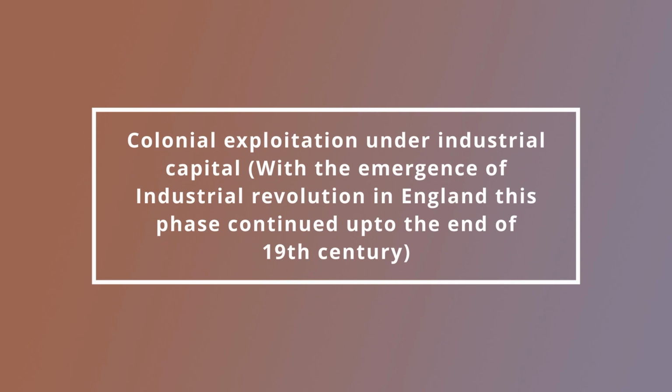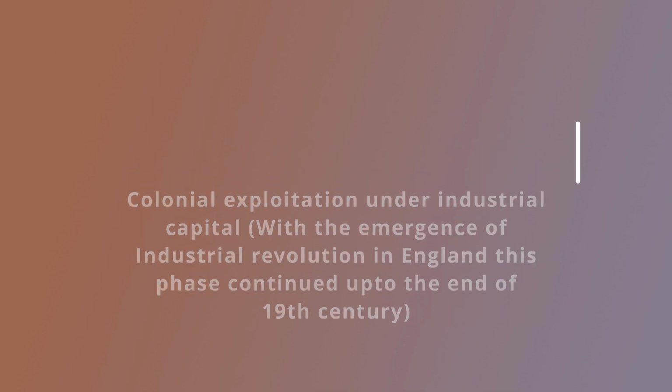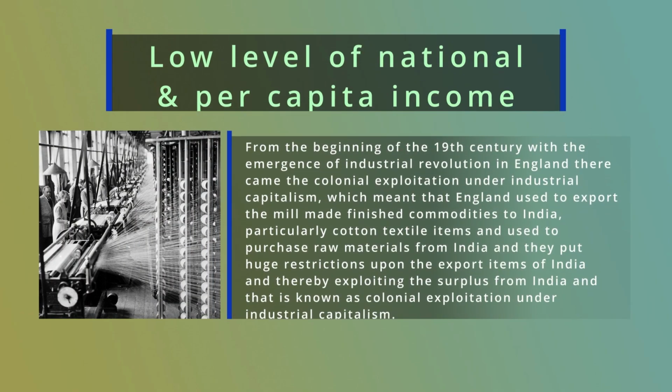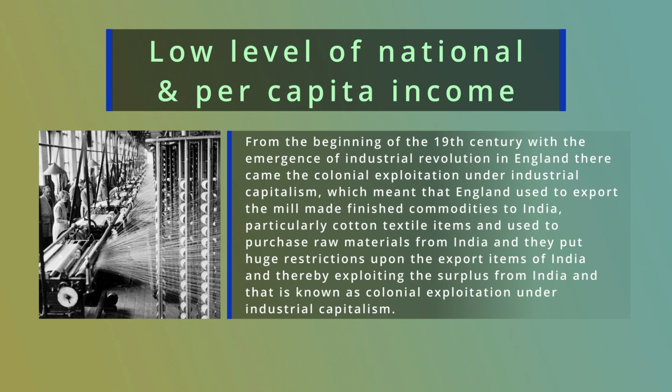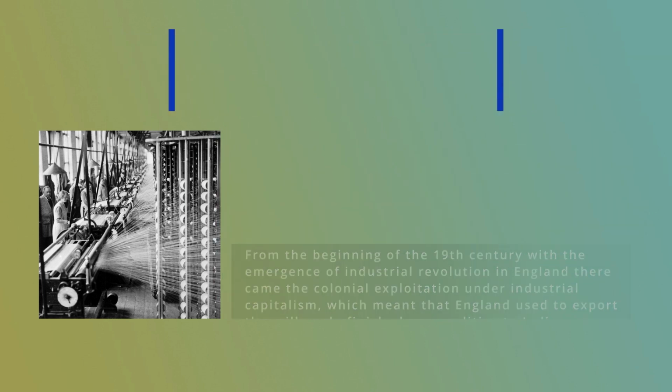Then, from the beginning of the 19th century, with the emergence of the industrial revolution in England, there came colonial exploitation under industrial capitalism, which meant that England used to export mill-made finished commodities to India, particularly cotton textile items, and used to purchase raw materials from India. They put huge restrictions upon the export items of India, thereby exploiting the surplus from India, and that is known as colonial exploitation under industrial capitalism.